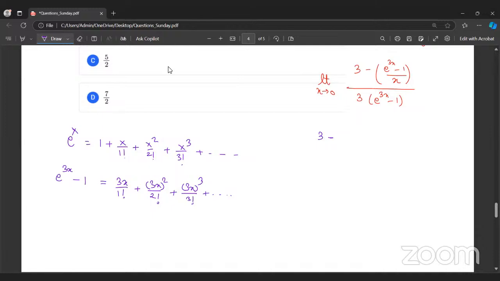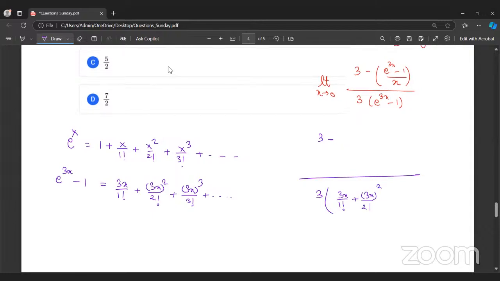So first of all, let's just check the denominator. In the denominator, you have got 3 into 3x by 1 factorial plus 3x whole square by 2 factorial plus 3x whole cube by 3 factorial and so on. In the numerator, e raised to 3x minus 1 is getting divided by x.